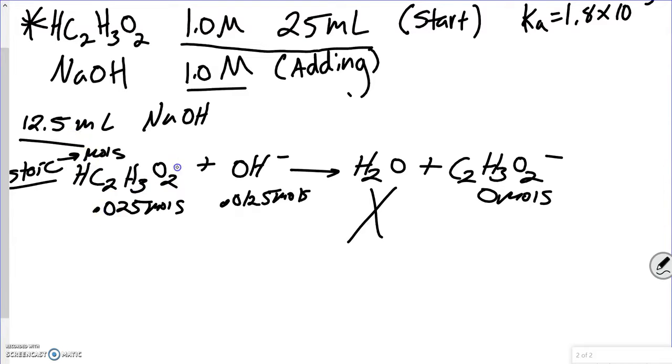Okay, so from here, we do our stoichiometry. Hydroxide is still the limiting reactant, so we subtract that from both of these.